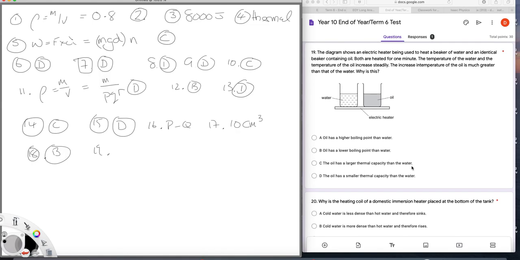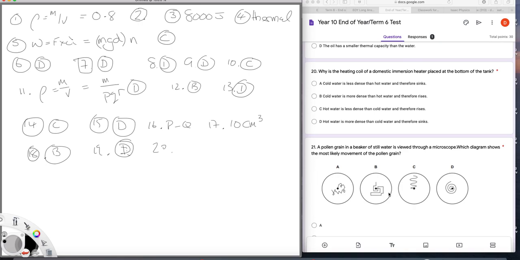The oil has a larger thermal capacity. Well, that would mean it would take more energy to raise the temperature by the same amount. The increase in temperature of the oil is much greater, which would suggest it has a smaller thermal capacity. It takes less energy to raise the temperature by the same amount. So D. 20.